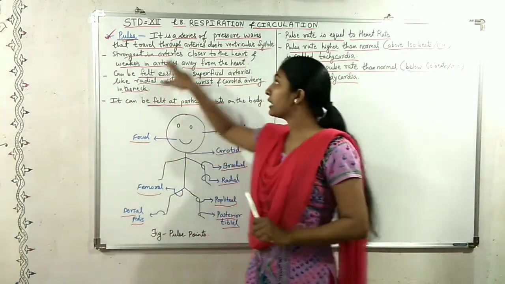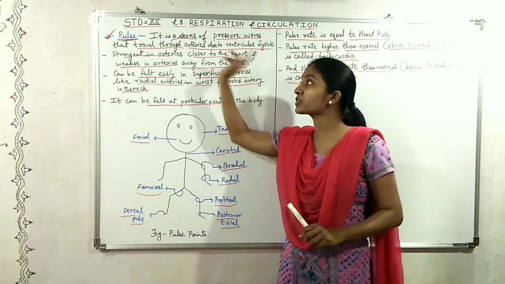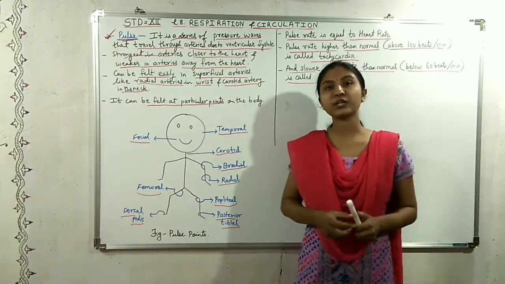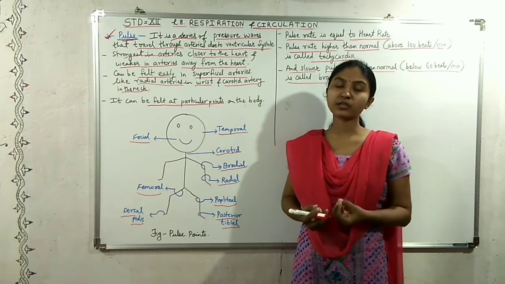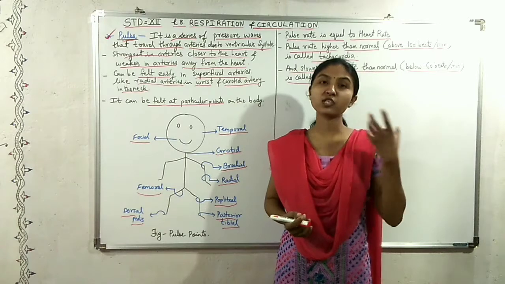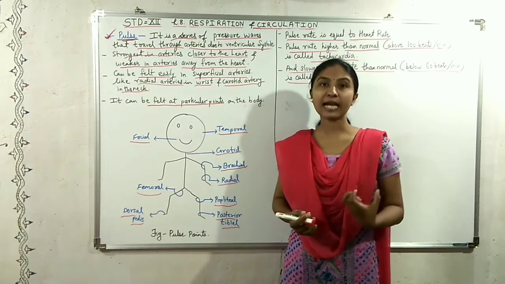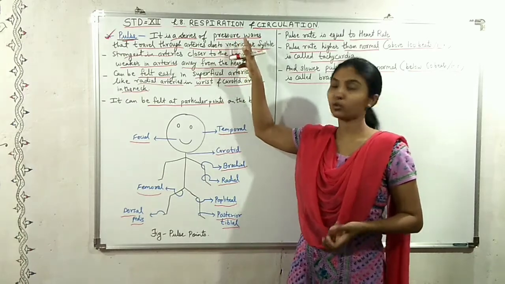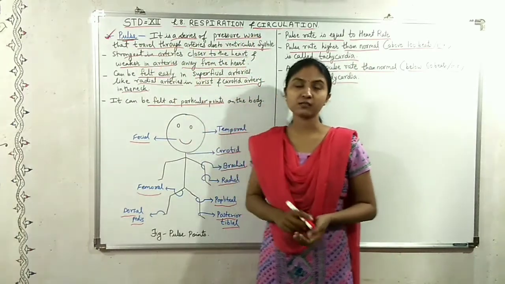So the pulse is a series of pressure waves that travel through the arteries due to the ventricular systole. When the ventricles contract, the systole occurs. At that time, the blood which is pumped out of the heart creates pressure waves in the arteries, and those are called the pulse.